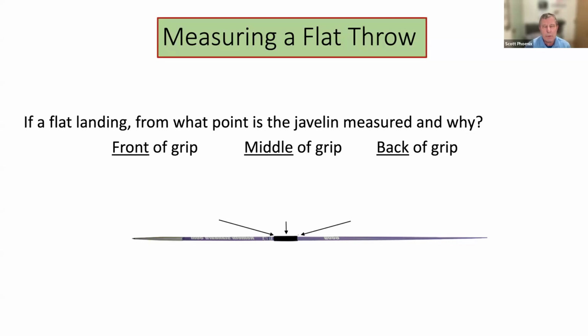So where do we measure a flat throw from? Front, middle, or back of the grip? Somebody offer an answer. I'm going to hazard a guess. I'm going to say front of the grip. What's your reasoning for that? Because it's probably the first point, or I'm kind of just guessing. It's probably easier for me to see the front than the back. That's the only real reason.